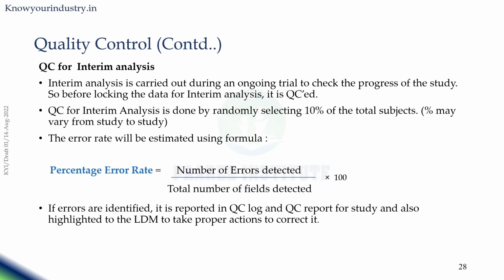Interim analysis. There could be interim analysis in some of the studies. Under such conditions, QC will be performed for the interim analysis too. That is performed by randomly selecting a percentage of subjects as agreed with the sponsor. Again, the formula is the same. If errors are identified, the same would be captured in the QC issue log and QC report, and the LDM would be notified to take further action on it.